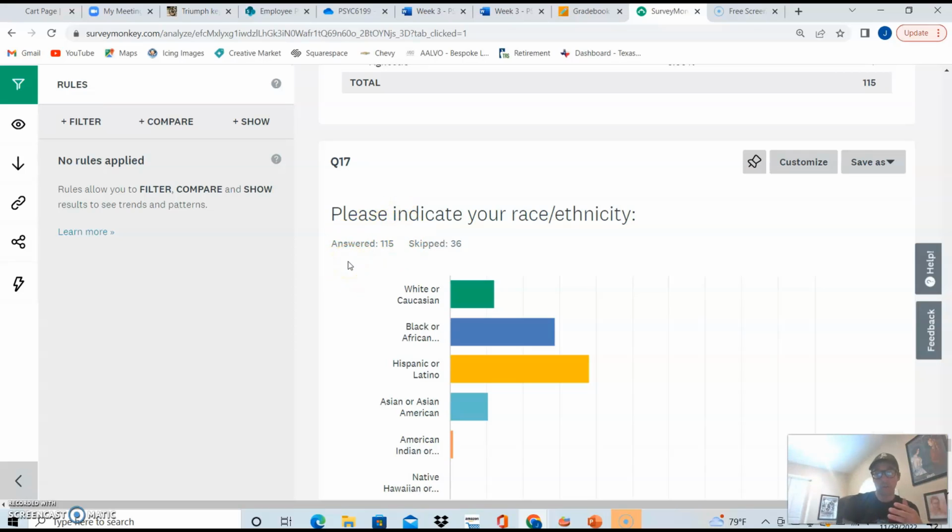So what I want you to be aware of is, as I said, the number of 151 participants is just the people that clicked on the link. It is not the people that will actually complete your survey. So we went from 151 down to 115. So we scrubbed out, what, 36, as it indicates right there. 36 participants did not complete the study, even though they clicked the link.